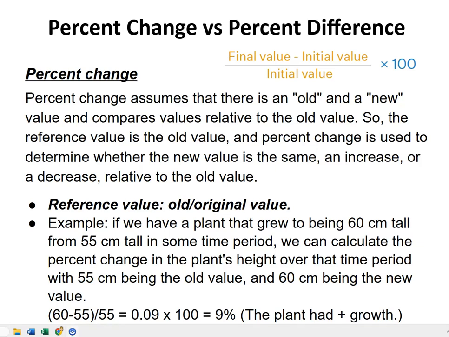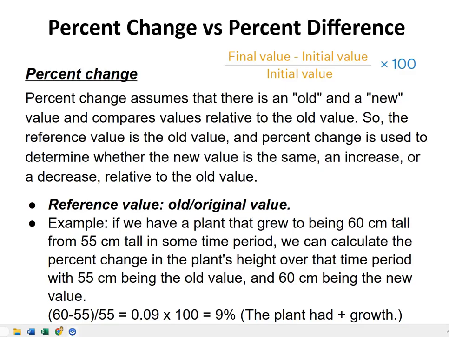Notice that this isn't absolute value, and so it's very possible that we could get a negative percent at the end of this. If you were looking at something that got smaller in size, right, then the new value would be smaller than the old value, and so our final answer would be negative. That would mean it decreased in size.